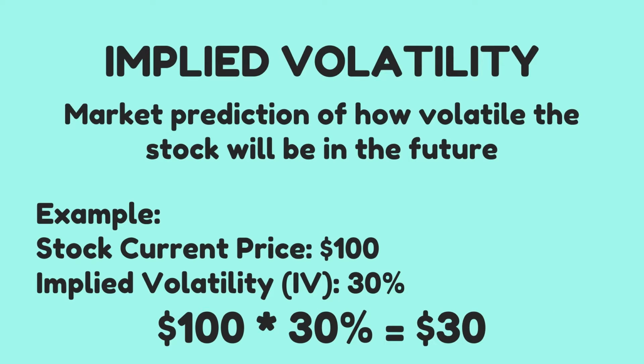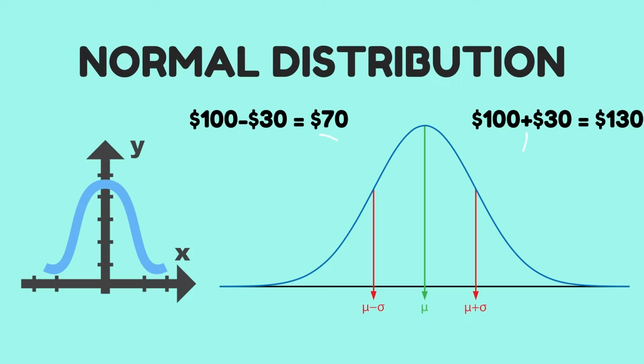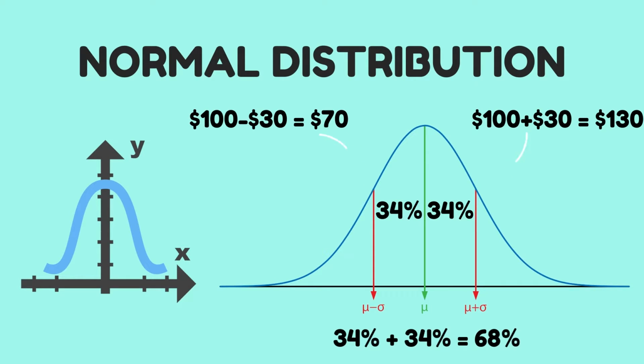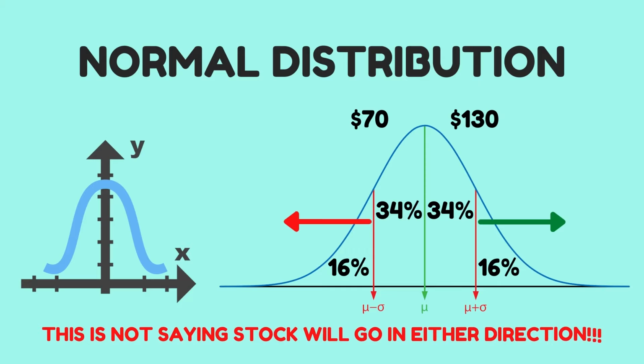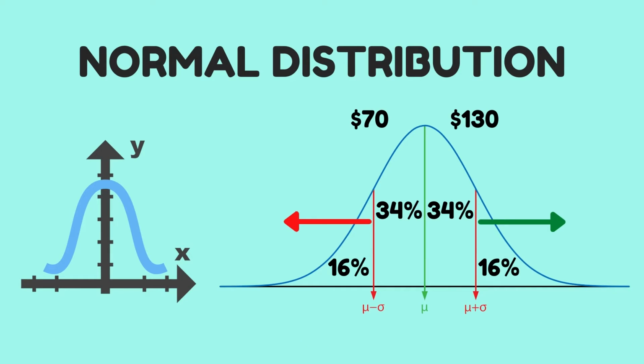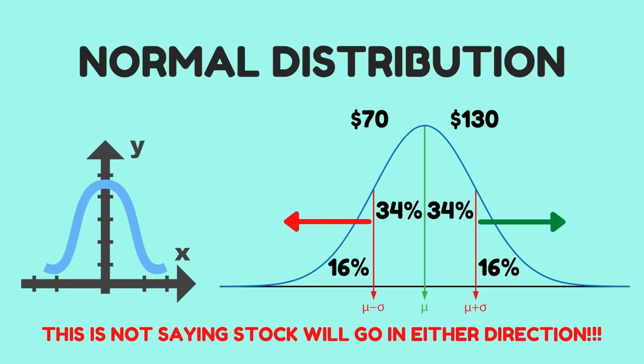So since 30% of $100 is $30, 30% IV here is telling us that there is a 68% chance of it being between $70 and $130, which is plus or minus one standard deviation, and there's a 32% chance of it being outside of this range, 16% chance of it being above $130, and 16% chance of it being below $70. Be sure to keep in mind that this normal distribution is non-directional. It's not telling you that it will go above $130 or below $70.